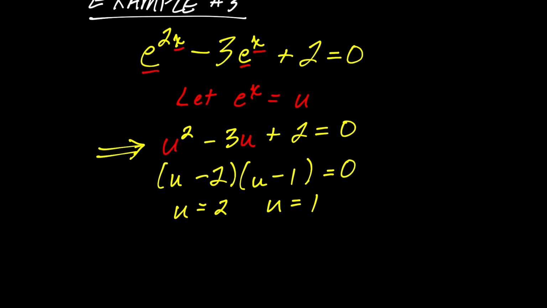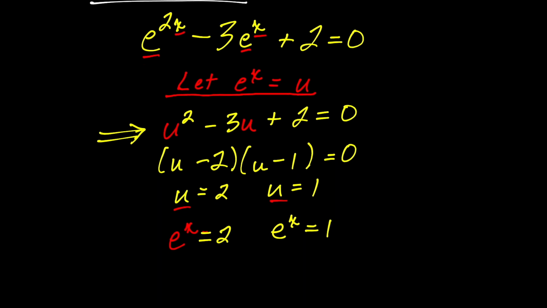Now, don't forget, what is u? We said u was e to the x. So e to the x is 2 or e to the x is 1. On the left-hand side here, e to the x equals 2. If I took the natural log of both sides, I would just have x equals natural log of 2.